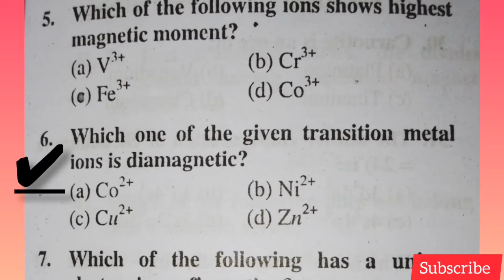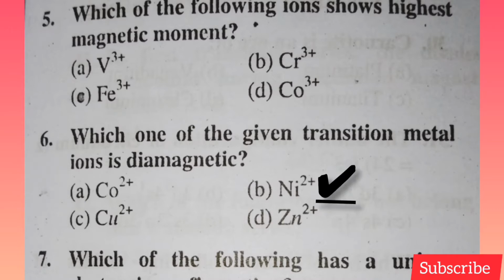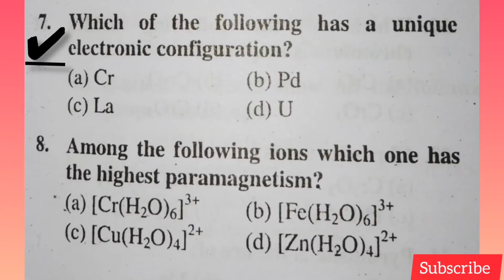विच वन ऑफ द फॉलोइंग ट्रांजिशन एलिमेंट आयन इज डायमैग्नेटिक. इन दिस क्वेश्चन ऑप्शन B इज करेक्ट, Ni2+. विच ऑफ द फॉलोइंग हैज यूनिक इलेक्ट्रॉनिक कॉन्फिगरेशन, option B is correct, Pd. And 8 number question है among the following ions which one has the highest paramagnetism. In this question option B is correct, [Fe(H2O)6]3+.